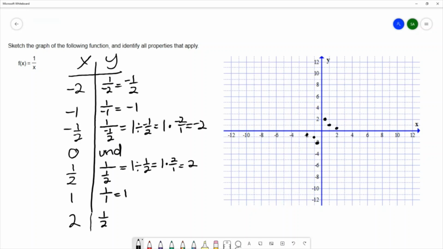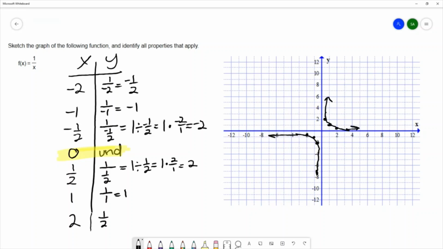I can connect these points. I'm going to connect this, keeping in mind that 0 is an undefined value, and that means I'm going to have a break in my line at that place. So I connect these 3 points together, connect these 3 points together, demonstrating a break at x equals 0.